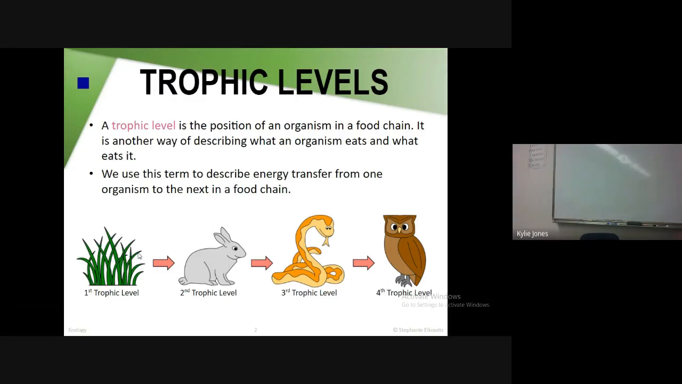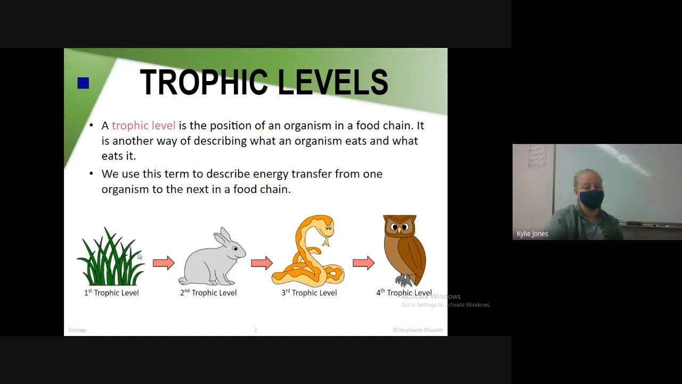Okay. So the plant has 100% of the energy at the first trophic level. The rabbit then has 10% of the plant's energy at the second trophic level. Then the snake is at the third trophic level and has 10% of the rabbit's energy. And then finally we have the owl at the fourth trophic level. This one just goes in order, 1, 2, 3, 4, right? And that has 10% of the snake's energy after it eats the snake. So they all get 10% of the previous animal's energy.